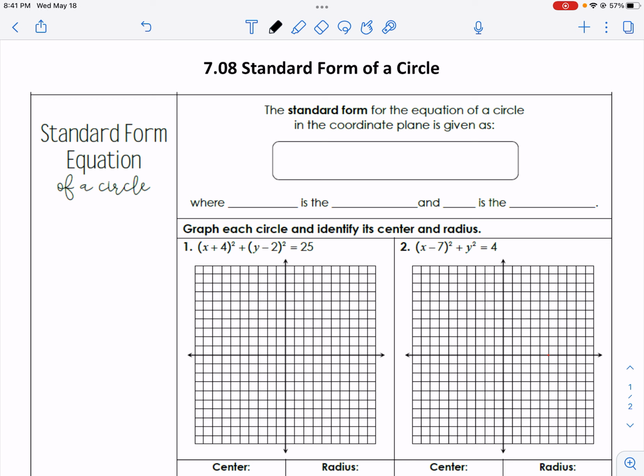So the standard form for the equation of a circle in the coordinate plane is given as (x minus h) squared plus (y minus k) squared equals r squared, where your h and k values will be the x and y coordinates for your center. So h comma k is going to be the center, the x and y value for the center, and then the r will be your radius.